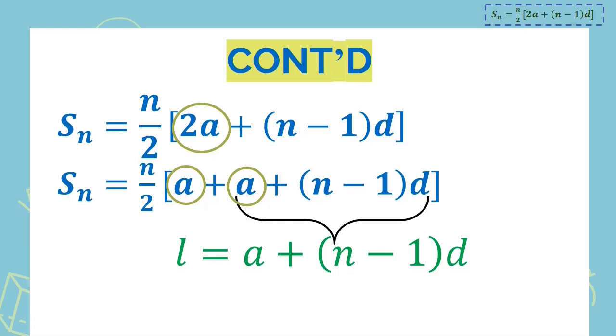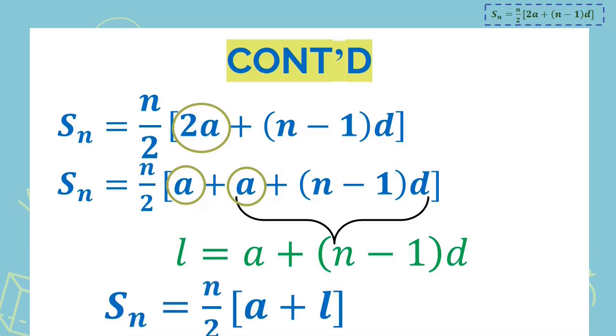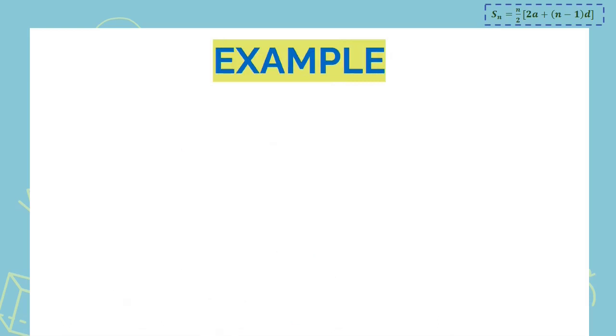So this formula for the sum of a linear sequence can be simplified to give S subscript n, which is Sn, equals n over 2 all multiplied by a plus l, where we know that the n represents the number of terms, the a represents the first term, and the l represents the last term. Let's look at an example.